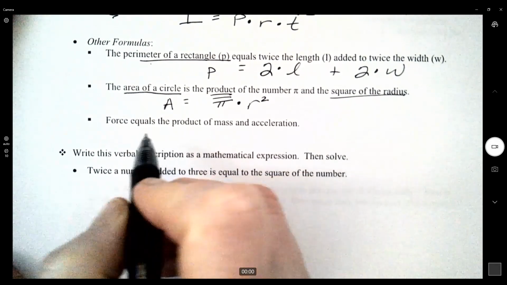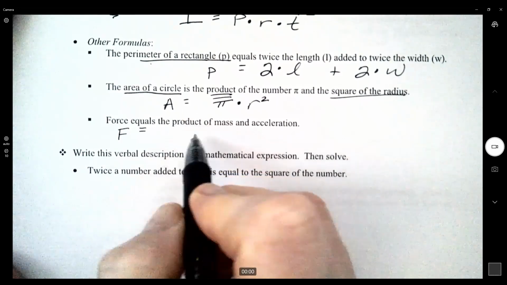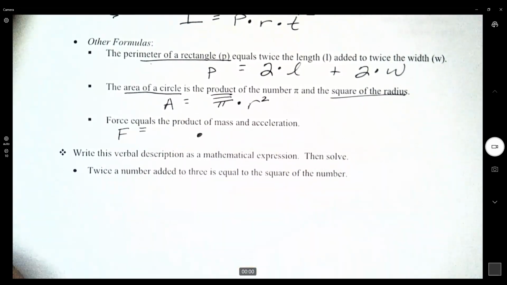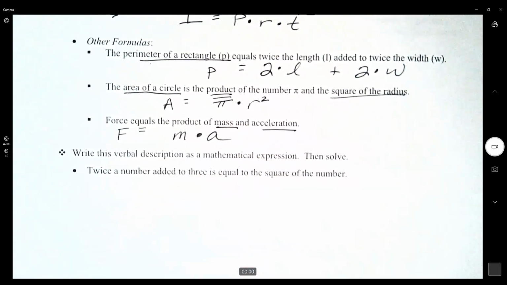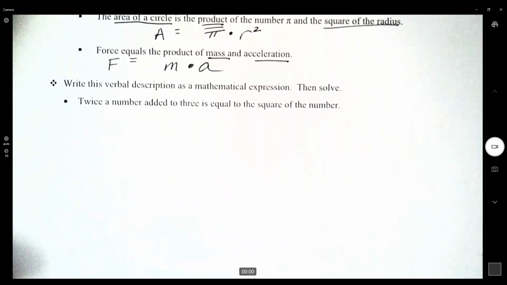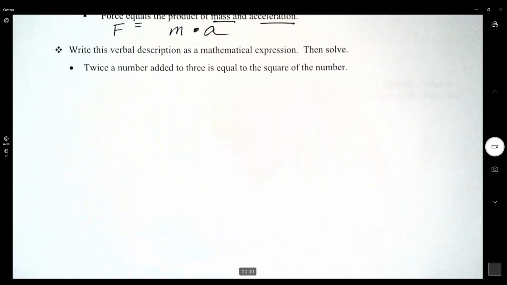A physics example would be force equals the product, so that means multiply, of mass and acceleration. That's another example of writing a verbal description as a mathematical expression. So let's take it one step further and let's go ahead and write it as an equation, but then also solve it. In this example, we're writing the verbal description as a mathematical expression, and then we will solve it.